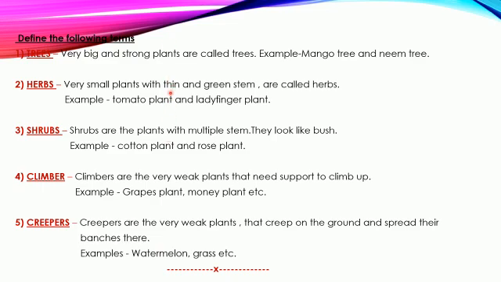In our next class, we have to discuss the exercise portion of this chapter. That is the fill in the blanks, tick the correct option, true and false, and question answers. That portion I will give you in the form of a PDF and you have to copy that from there.